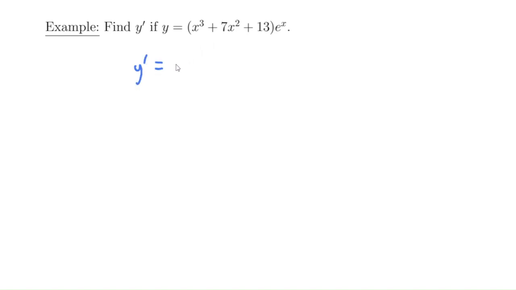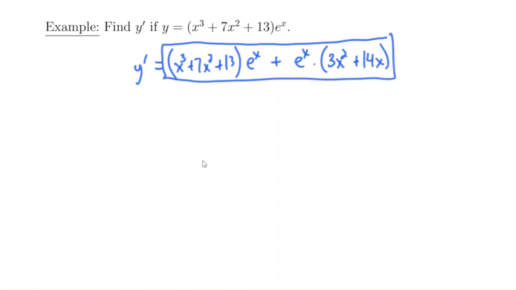Well, we're going to write it as the first function, x cubed plus 7x squared plus 13, times the derivative of the second. The derivative of e to the x is just e to the x, plus the second function, e to the x, times the derivative of the first, which would be 3x squared plus 14x. And that is the correct answer. Now notice we could simplify this. We actually have two terms here, one term here and one term here.